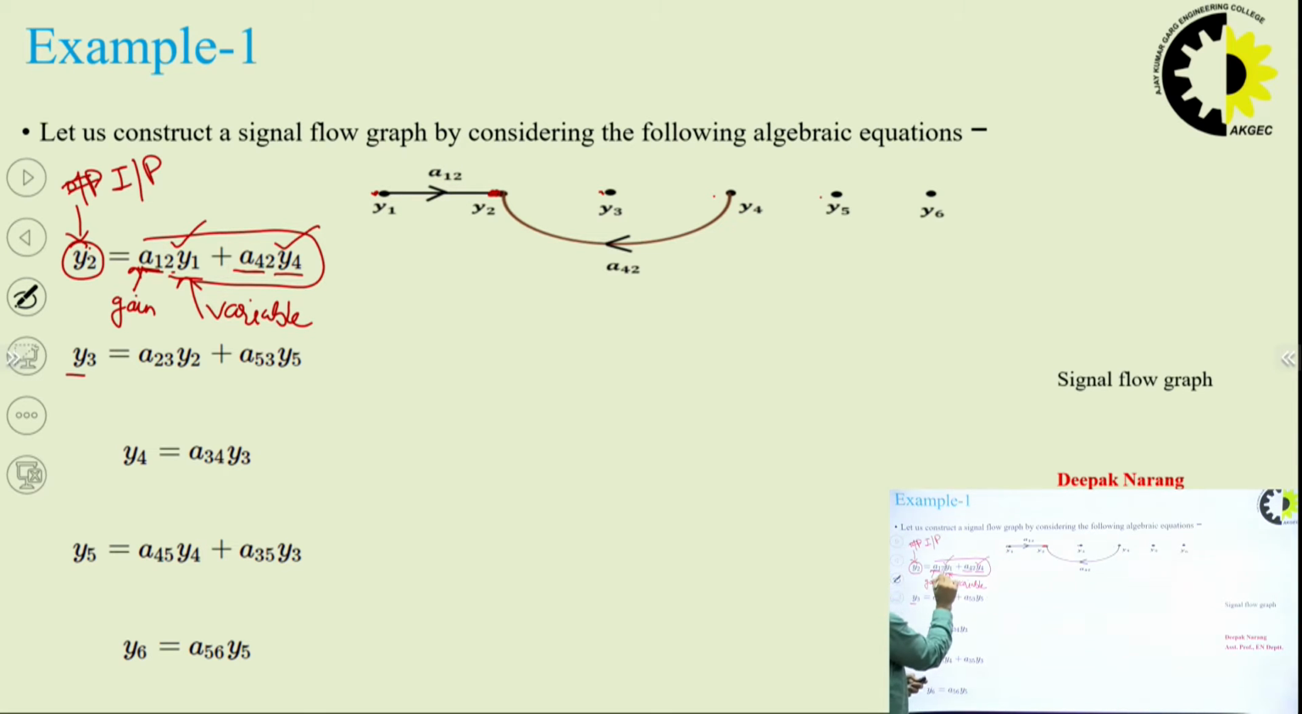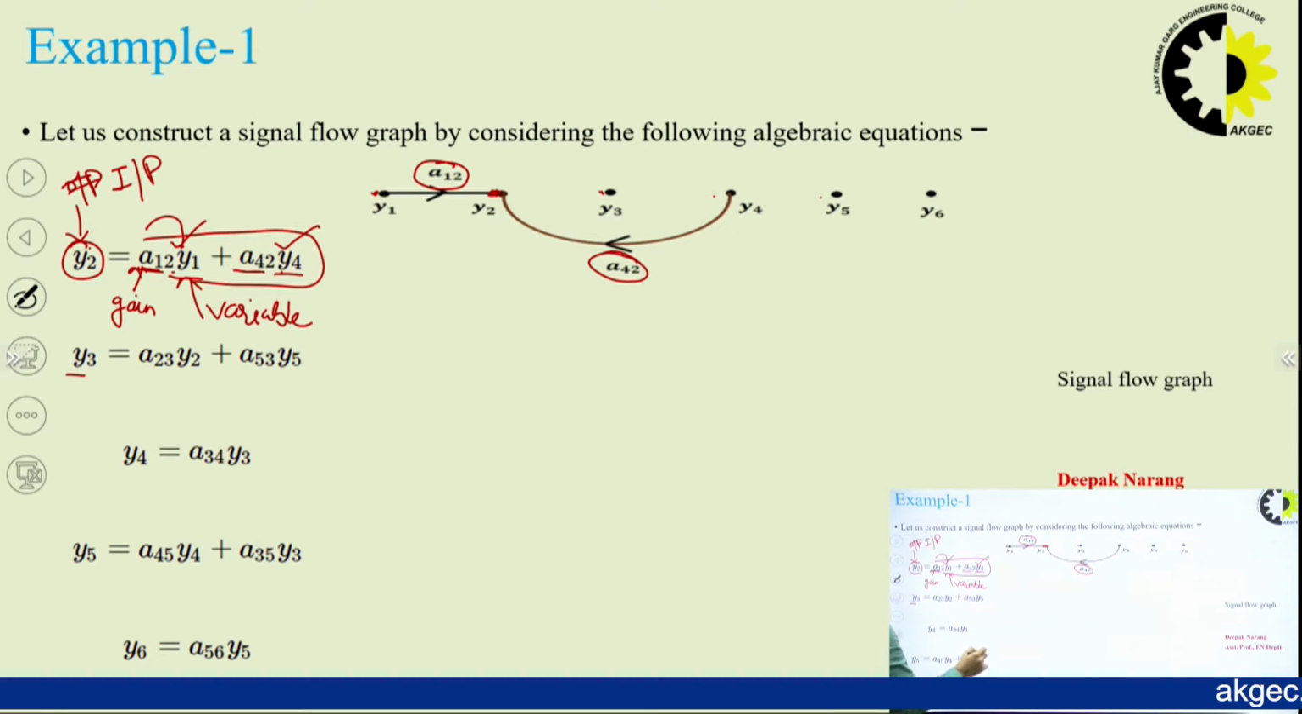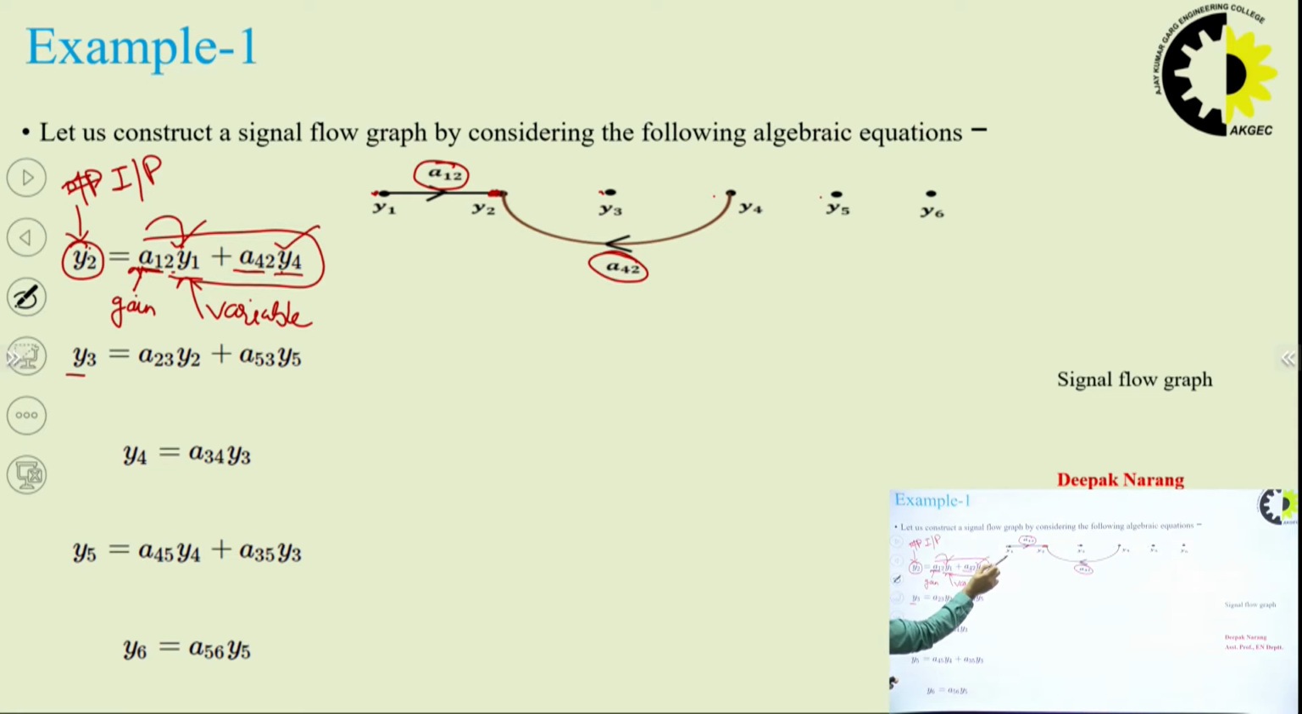So, here which node is coming? y1 is coming to y2 with gain a12, and secondly y4 is also coming to y2 with gain a42. So, we are just joining these nodes by using these branches, because this branch is showing the relation of y1, y2 and y3.